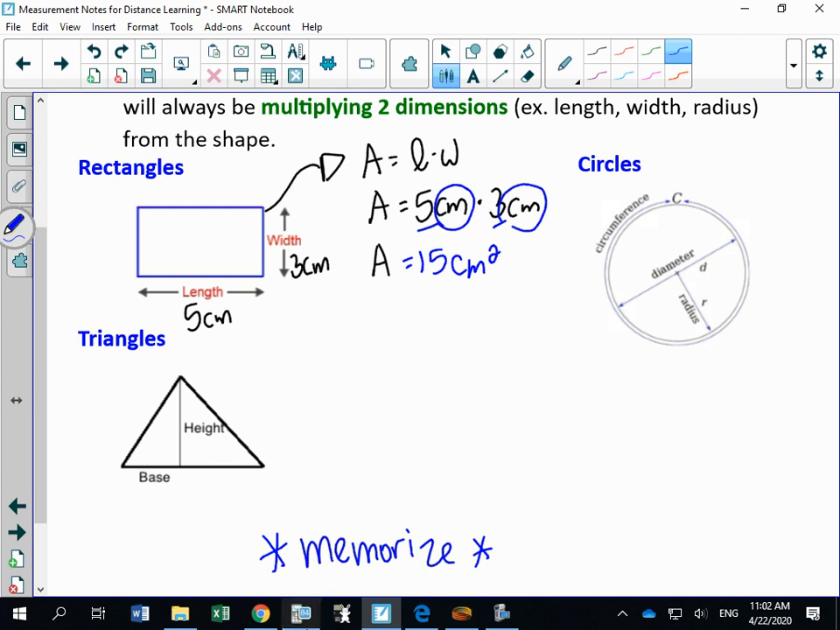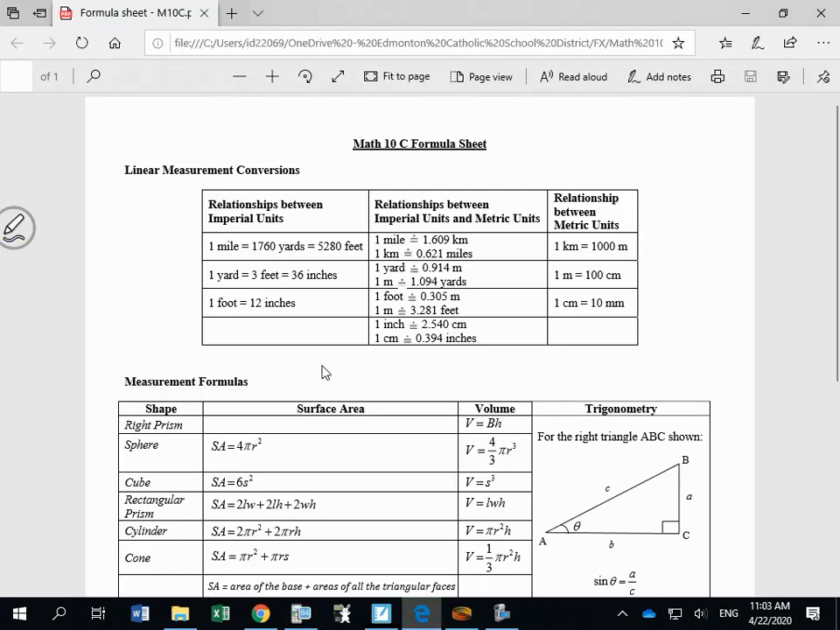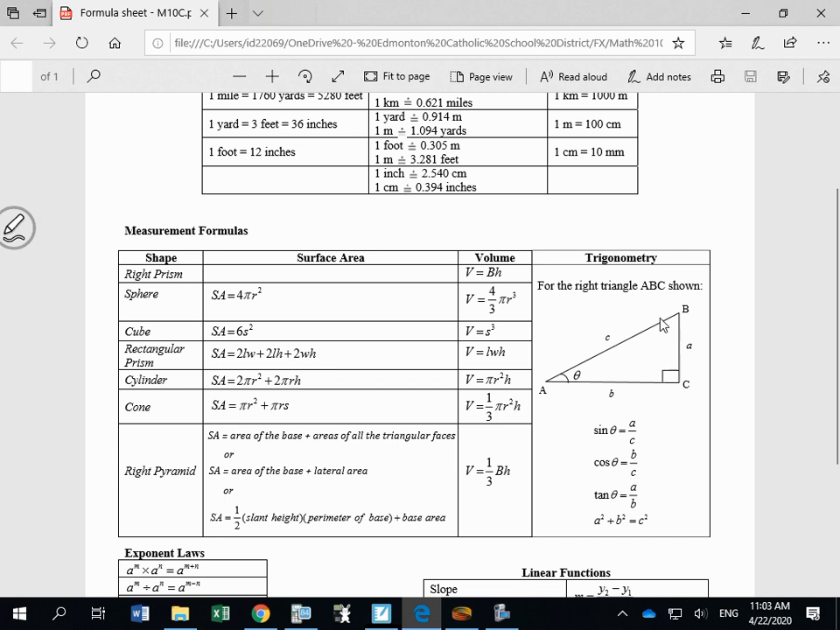For this lesson, you definitely want to have your formula sheet in front of you because we're going to be doing surface area, and we're going to be going through these shapes here. And then here are the formulas for these shapes. Lesson 3 will be on volume, and here's the formulas for volume. Okay?